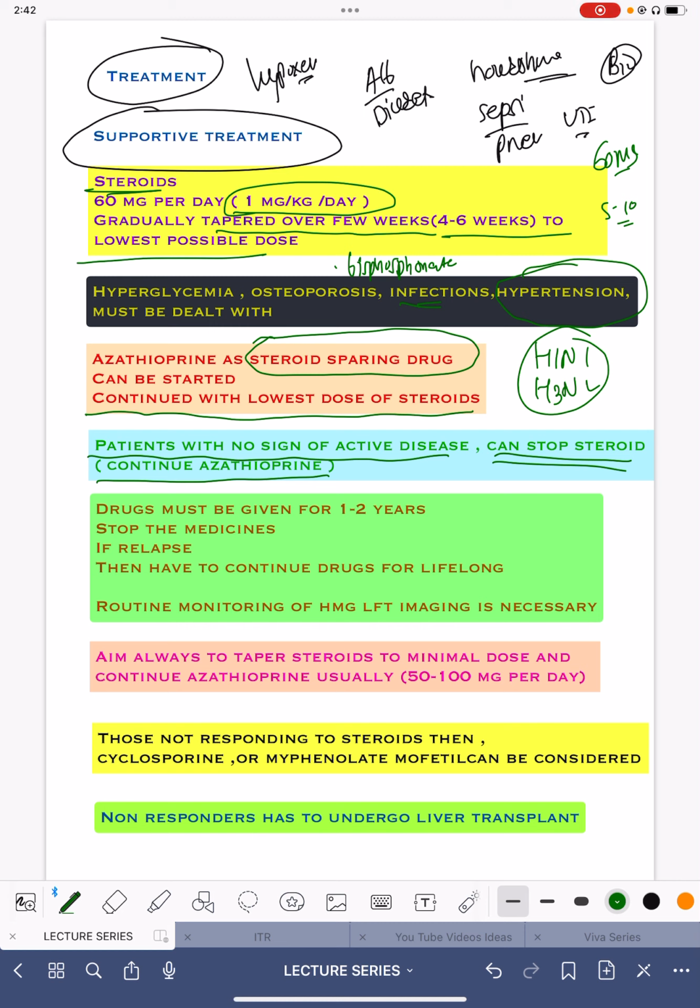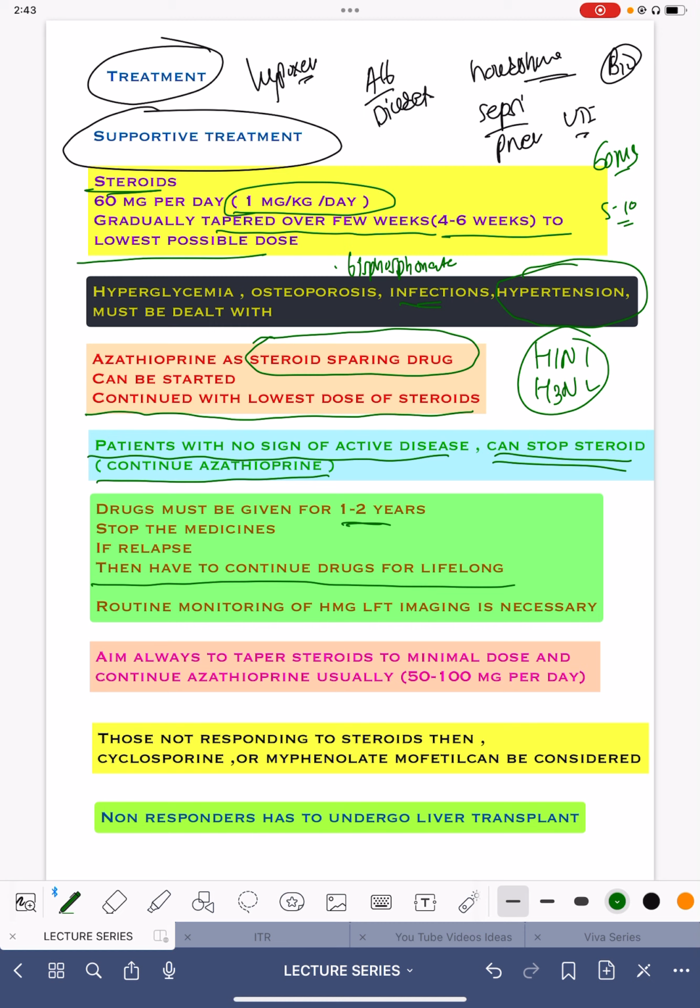These drugs have to be given for at least 1 to 2 years, and if the patient is very well controlled, and the dosages of steroids and azathioprine are very well tapered to the lowest dose, then we can think of discontinuing azathioprine also and watch for relapse. If the patient comes into relapse, then we definitely have to continue azathioprine at its lowest dose, or if needed, azathioprine plus steroid at their lowest doses.